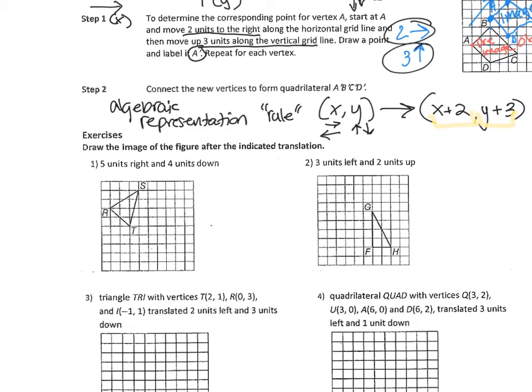So on our exercises, 5 units to the right, that's our x value, and 4 units down, that's our y value. So first we're gonna do the rule first, and then we'll go ahead and translate our figure. So x, it went 5 units to the right. Remember, those are our positive numbers, so we can put x plus 5 since those are positive. 4 units down. So if we go down on our y-axis, that's subtracting. So we went down 4, so we can write it y minus 4.